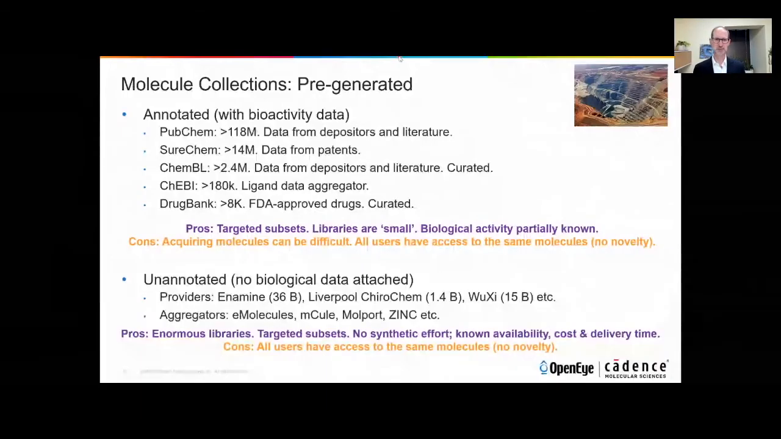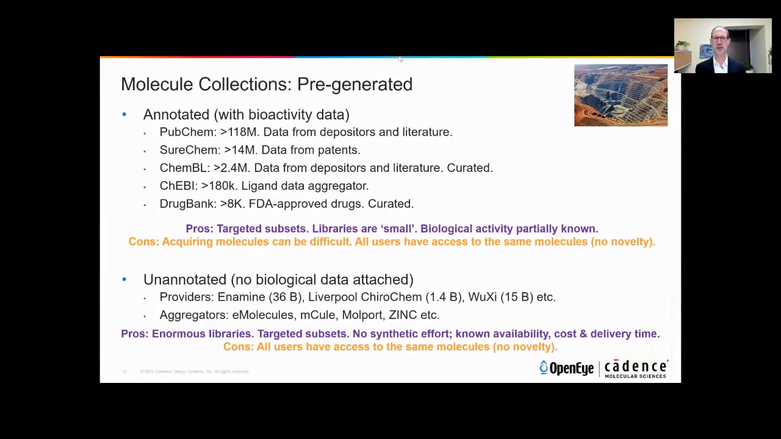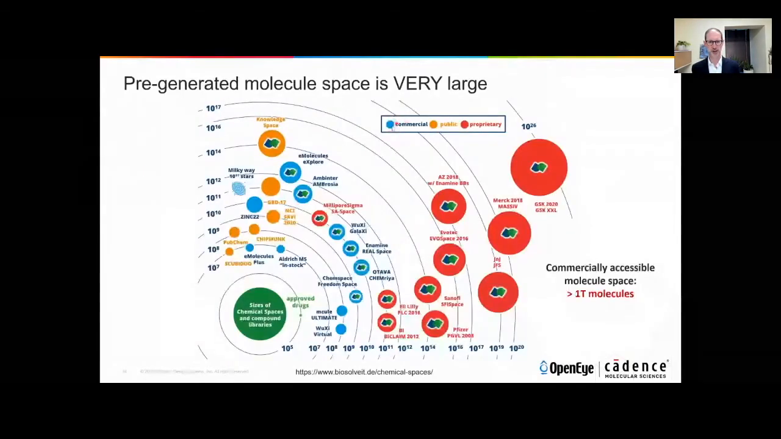The vendor model is very simple. You exchange money for molecules. So no at-risk chemistry, and the vendors have become very good at predicting success rates and delivery time, so you can stay on a predictable schedule. However, a disadvantage shared with the annotated collection is that there's no inherent novelty in the structure. For the most part, everybody has access to the same molecules, and they can all be searched by anyone who wants to search them.